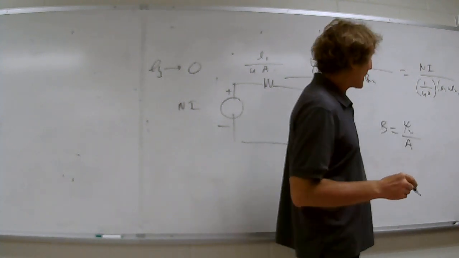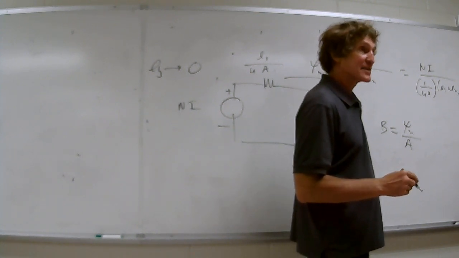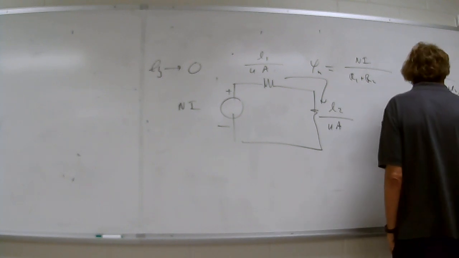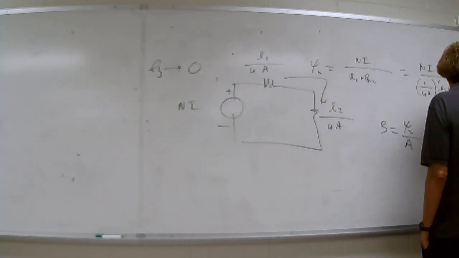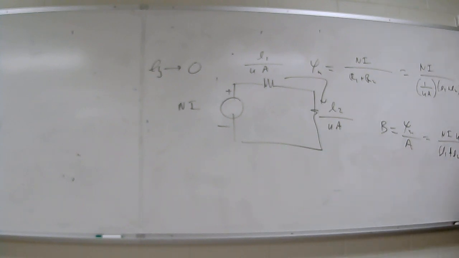You'll notice something happening. What do you notice? Areas cancel. So this, all of a sudden, is equal to Ni over L1 plus L2, and it's going to be times mu. That's the magnetic flux density. Agreed? Yep. What about H? Now, H will be a function of the value of mu.